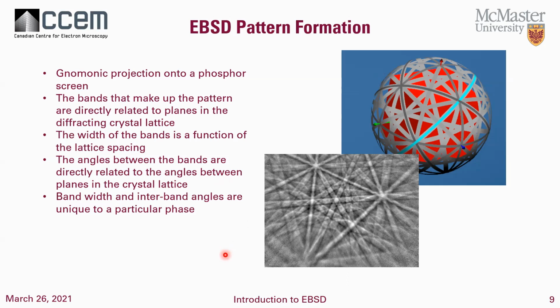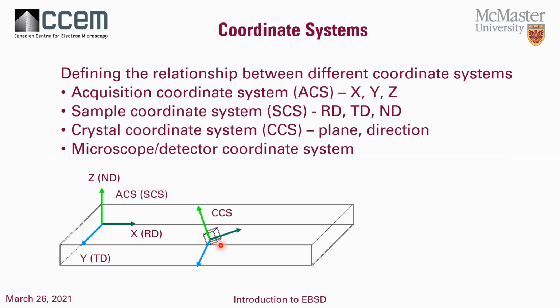So with this sort of information, you can figure out the orientation of the unit cell, and also you can figure out what phase it actually is. These band widths and interband angles are unique to a particular phase. And the bands tend to represent a family of planes.